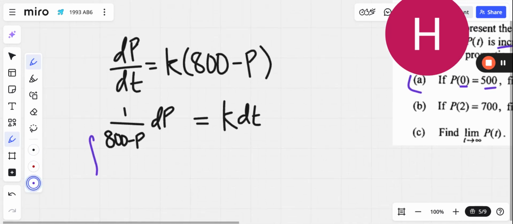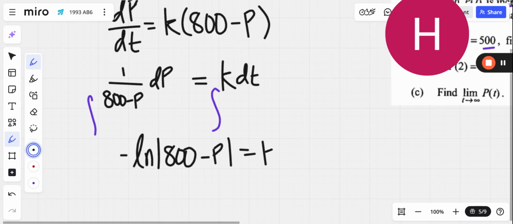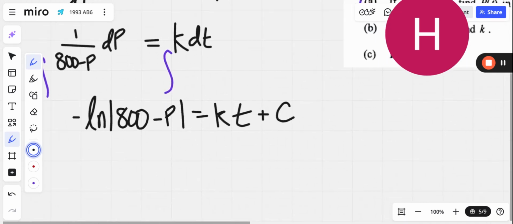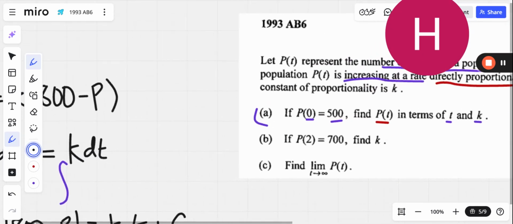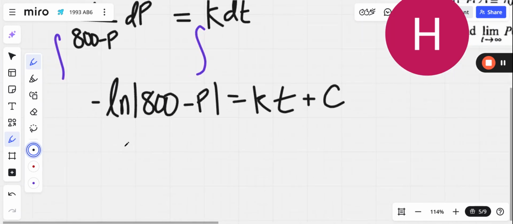And now we're ready to integrate both sides. This is going to give us negative ln of the absolute value of 800 minus P, just because there are some negatives involved, equals kt plus C. All right, and we want to solve for P of t. That's what we're finding. So we have to work this down until we get P.